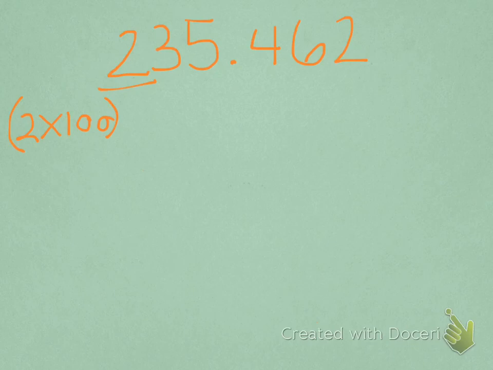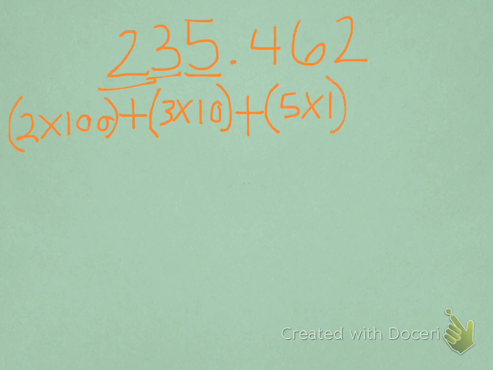Before I move on to the next number, I'm going to put an addition sign separating the first number from my next number. The next number, 3, represents 30. I'm going to put my parentheses in and create my multiplication problem here to equal 30. So 3 times 10. And our last number before the decimal is our 5, and the 5 is in the ones place. So for my multiplication problem here, I just have to put 5 times 1.